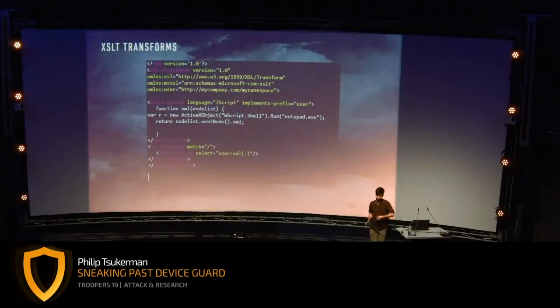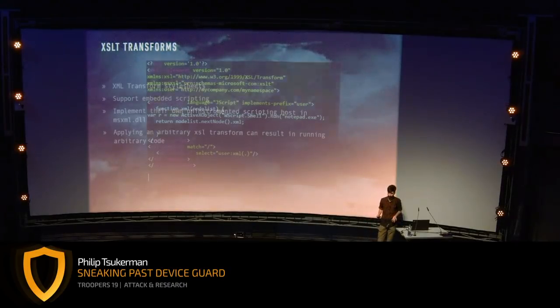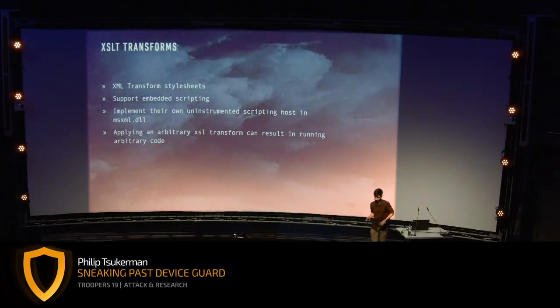Another such host is the one that implements XSLT transforms. Now, these are basically files that allow you to transform an XML from one format to the other. And these support embedded scripting, meaning that you could basically write inline JScript or VBScript or whatever, and it will execute when the transform is actually being used. So again, this is implemented in MSXML 6 or 3.dll, and if you're able to use an XSL transform, it will go through MSXML, which is not instrumented by DeviceGuard, meaning that applying an arbitrary XSL to whatever XML you want will result in running your arbitrary code because you will be able to create any COM object.